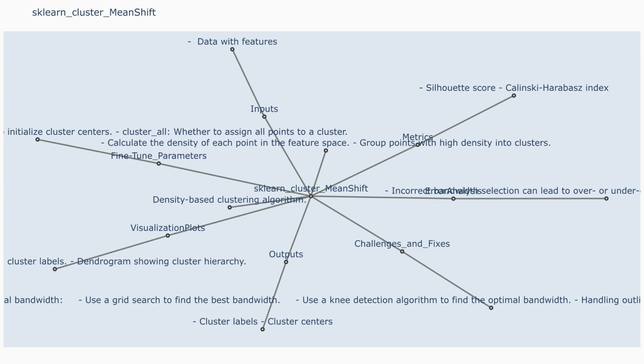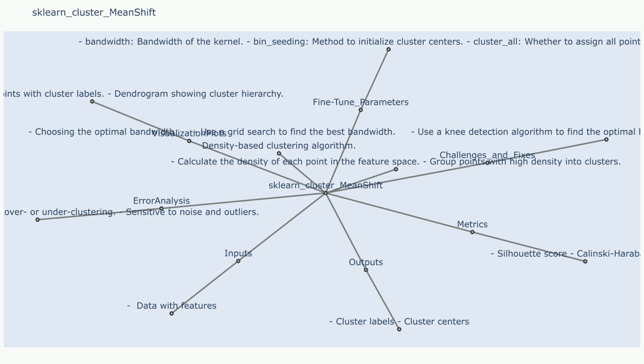sklearn.cluster.MeanShift. Description. Mean shift is a clustering algorithm that aims to find dense regions in a dataset by iteratively moving points towards the center of their neighborhood. It's a non-parametric method, meaning it doesn't require predefining the number of clusters like k-means.